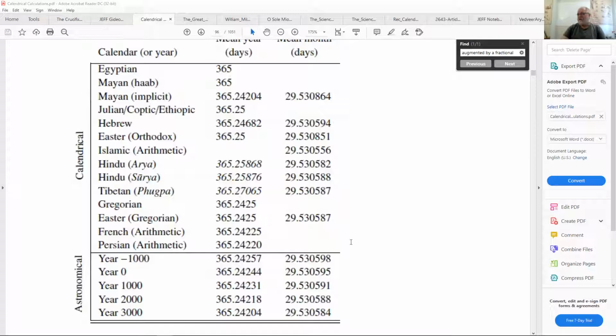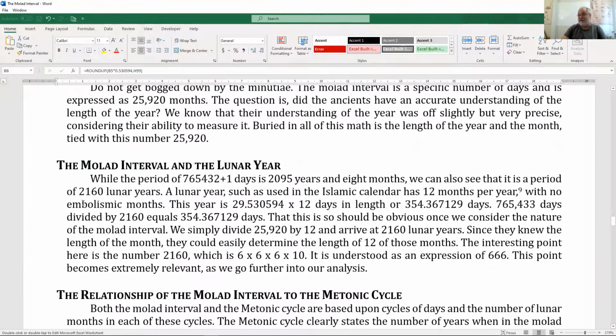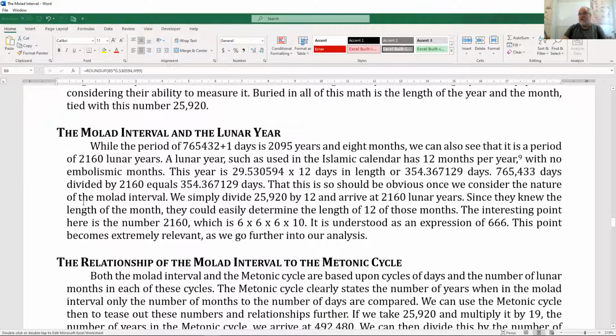So I want to get into the real body of this. We have this Molad interval and this 25,920 parts of a day. I don't want people to get too caught up in all these really fine details. But what we can say is that this period of 765,432 plus 1 days is 2,095 years and 8 months. So that's how long it is.